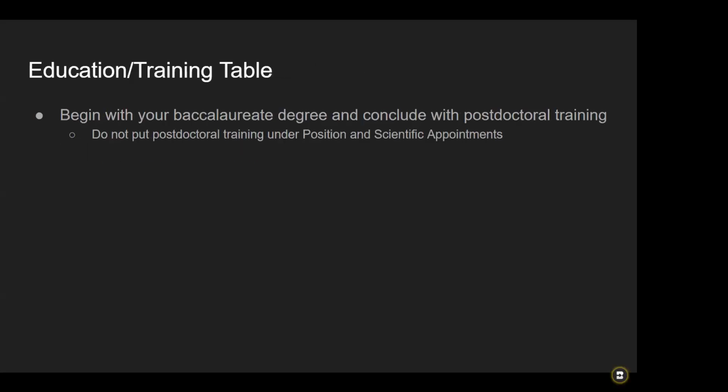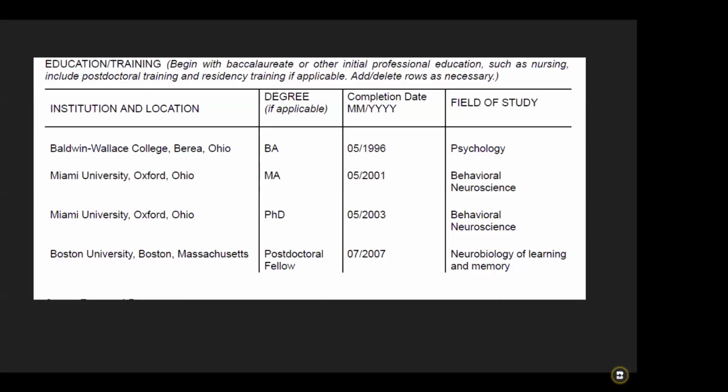All right, so the first part of the biosketch is your education and training. You'll begin with your baccalaureate degree and conclude with your postdoctoral training. You want to put your postdoctoral training here and not in the positions and scientific appointments section later. So you can see here's an example of my education training table. It starts with my BA and ends with my postdoc.